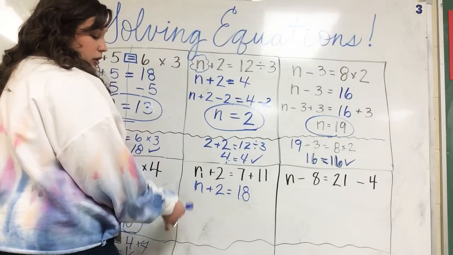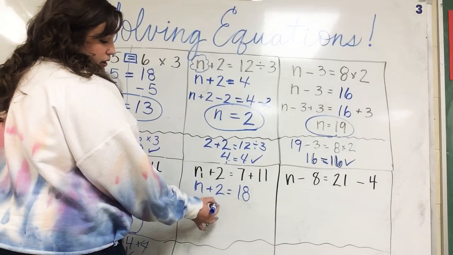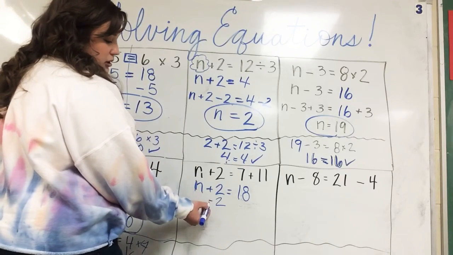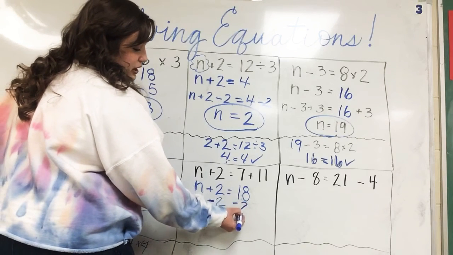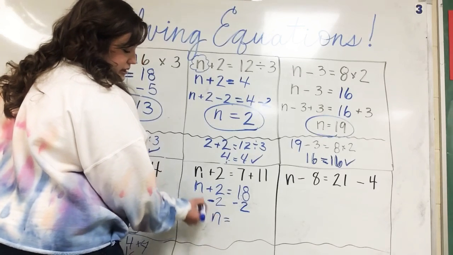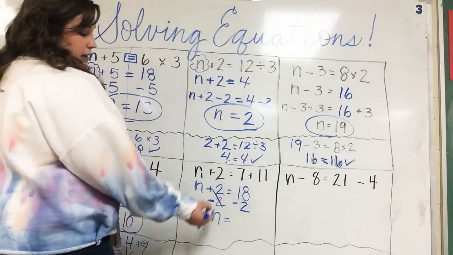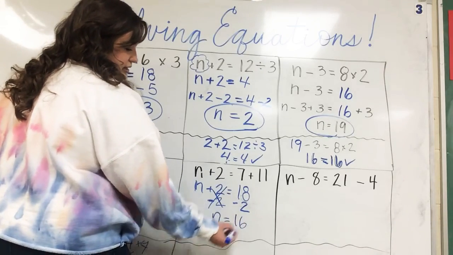Okay. Now we need to get n all by itself. So what are we going to do? The opposite of what's teamed here with n. So we're going to subtract, because the opposite of addition is subtraction. What we do to one side, we have to do to the other side. So then we have n equals, n is all by itself now because these cancel each other out, right? 18 minus 2 is 16.